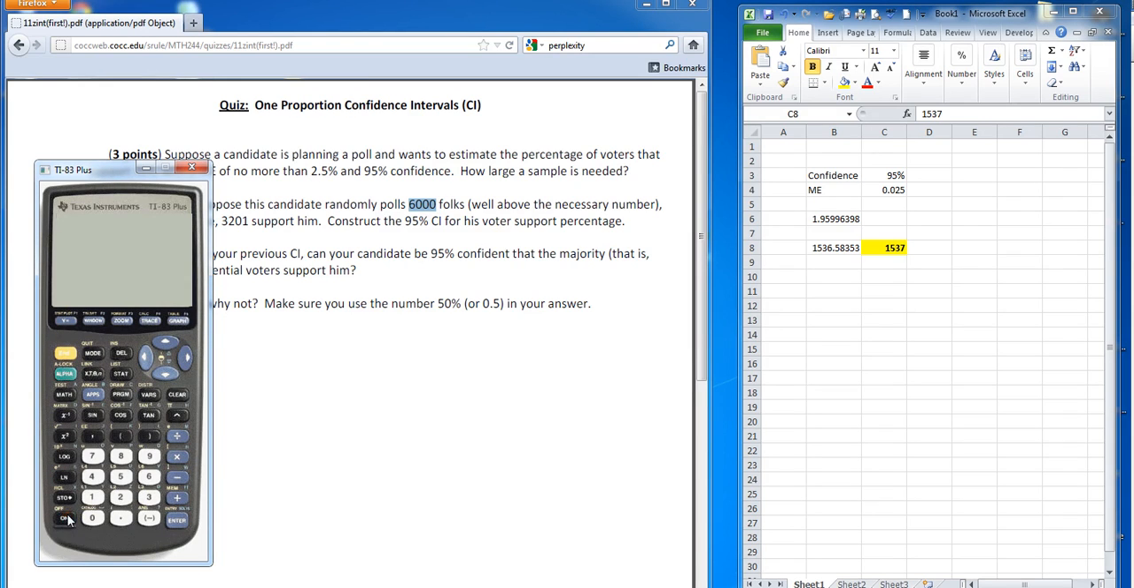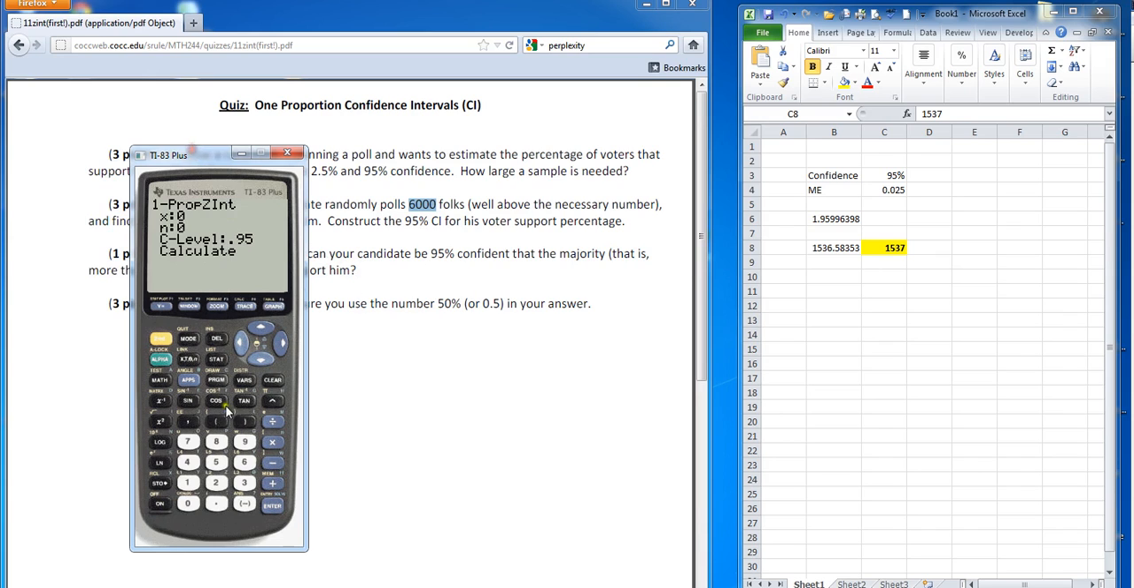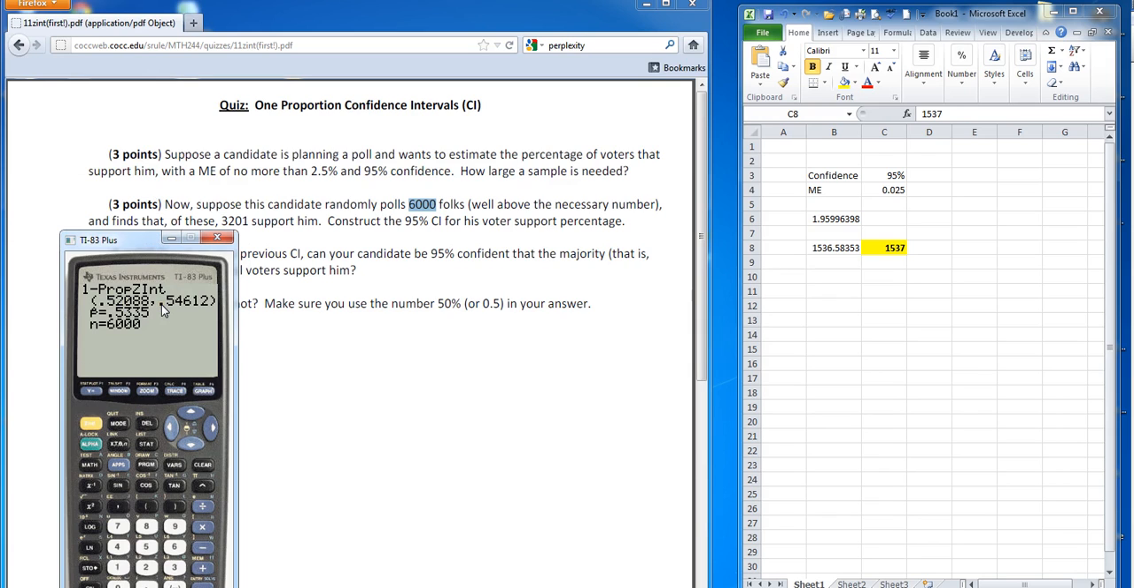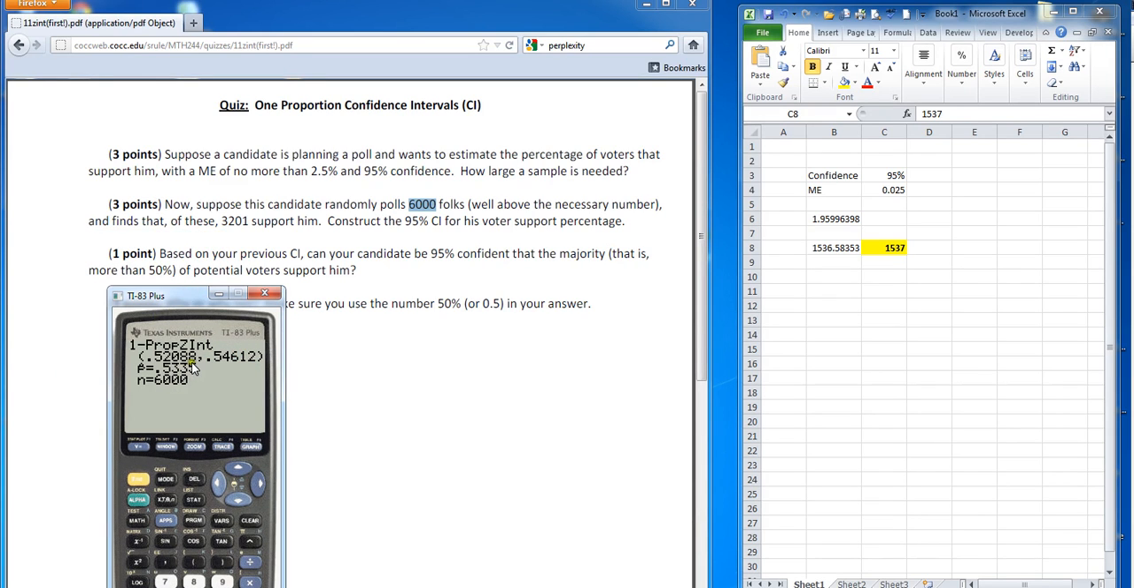All right, so we fire up the TI. We go to your stat tester, and you're going to scroll down until you find 1-PropZInt. Grab that. You had 3,201 supporters out of 6,000 at 95% confidence. So it looks like you got between 52% and 54.6%. Round to what you want, 52% to 55%, or 52.1% to 54.6%. Either one's fine. I'm more interested that you get in the ballpark than anything. So there's your TI giving us that.